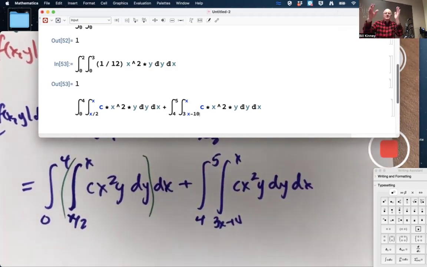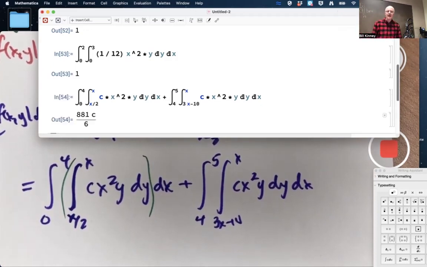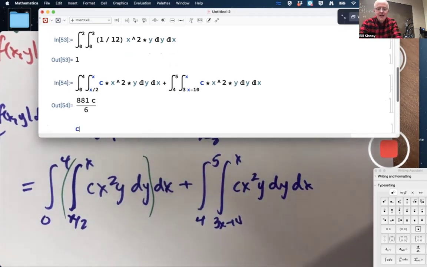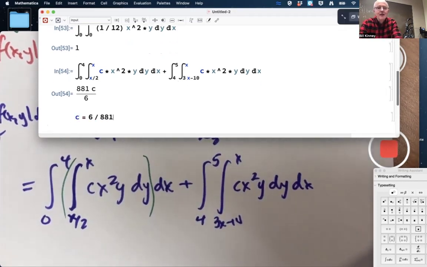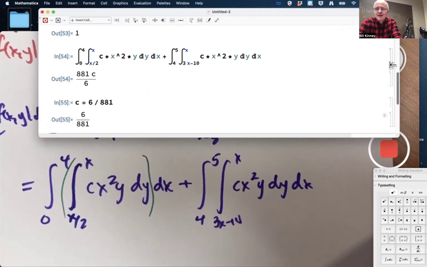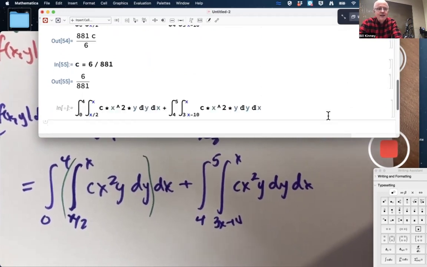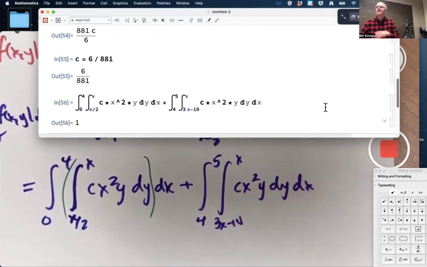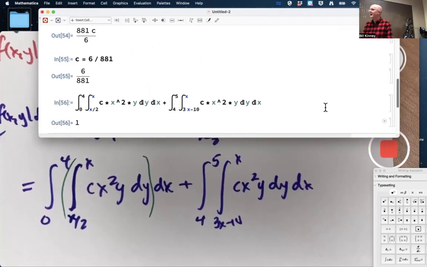When I enter this all, I'm going to get a number times c. 881 over 6 times c. In other words, to make it a PDF, c needs to be 6 over 881. If I set c equal to that and re-enter this, the answer will be 1. It's a valid PDF over this triangular domain.